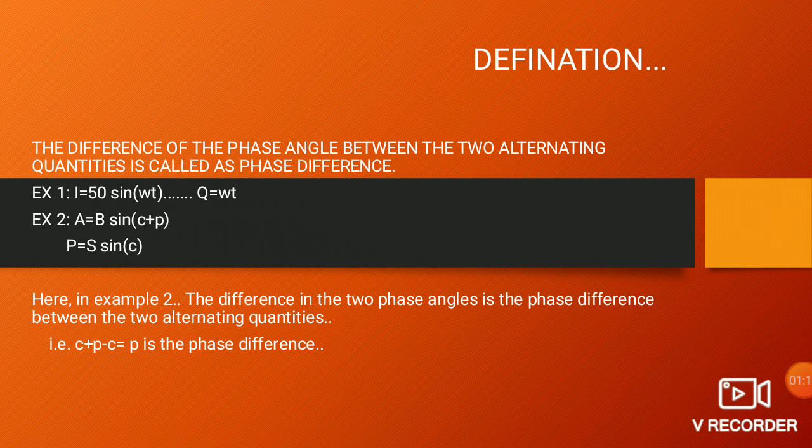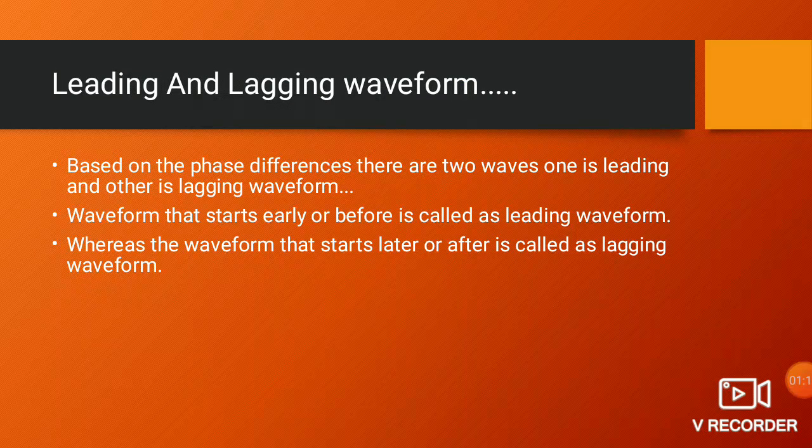Now let us understand about leading and lagging waveform. Based on the phase differences, there are two waves, one is leading waveform and the other is lagging waveform. The waveform that starts early or before is called the leading waveform, whereas the waveform that starts later or after is called the lagging waveform.